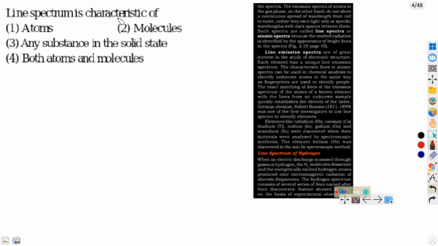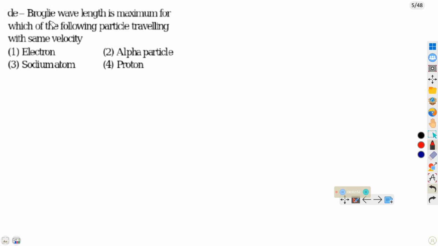Line spectrum is characteristic of atoms. De Broglie's wavelength is maximum for which of the following particles traveling with the same velocity? De Broglie's wavelength is calculated using the formula lambda equals h by mv. The de Broglie wavelength is inversely proportional to mass.